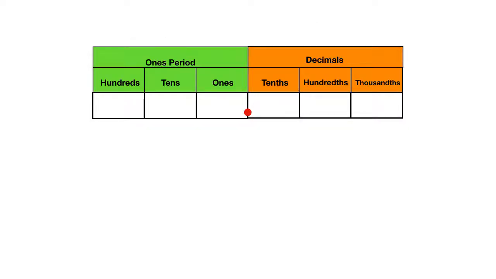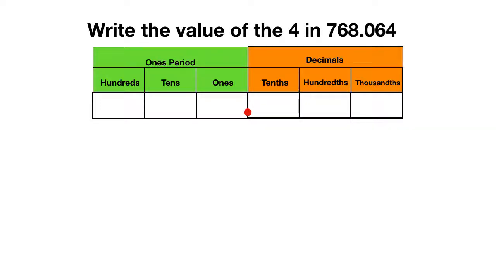Here's your last one for today. Write the value of the 4 in 768.064. We'll start by taking the number and putting it on the place value chart. Here's the decimal, so the 8 goes into the ones, the 6 into the tens, and the 7 into the hundreds. On the other side of the decimal, the 0 goes into the tenths, the 6 into the hundredths, and the 4 into the thousandths.